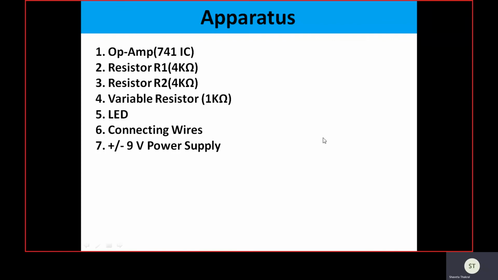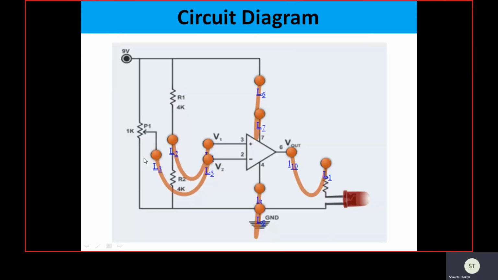If we perform this experiment physically in the lab, then we are going to make the connections on the breadboard. We need operational amplifier IC 741. We need two resistors of the same value, 4 kilo ohm, that is R1 and R2. We need one variable resistor of 1 kilo ohm. We need an LED to display the output, and we need connecting wires and a plus minus 9 volt power supply.